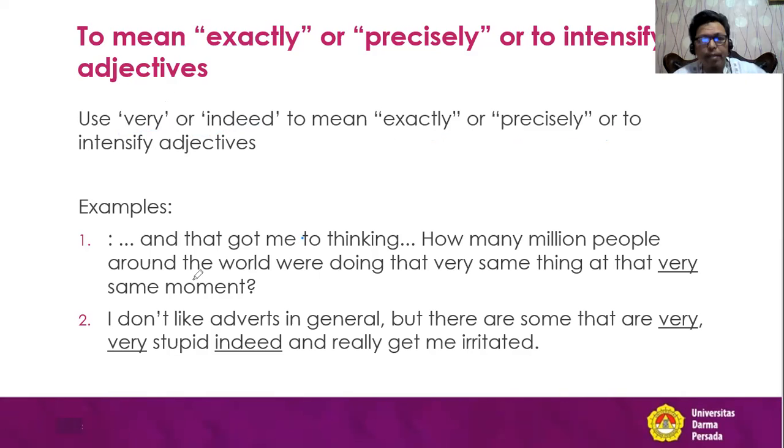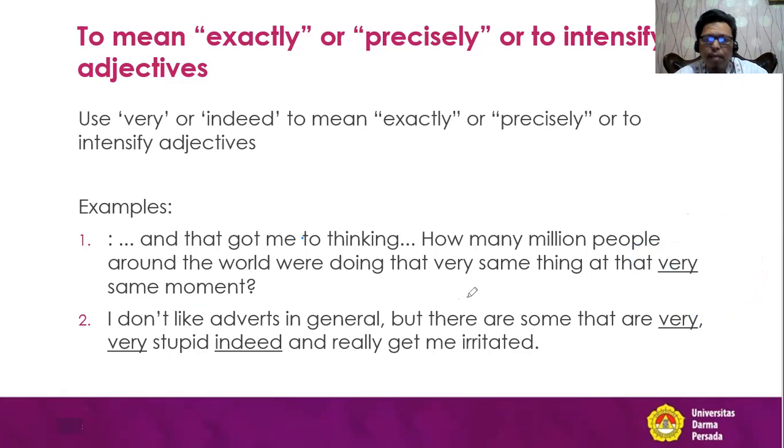For example, everybody: and that got me thinking how many million people around the world were doing that very same thing at that very same moment. I forgot to underline this. We have the word very, and then the word very. Here we can identify that the word very means exactly, means precisely. So we can say exactly the same thing, exactly or precisely the same moment. So that is the word very.